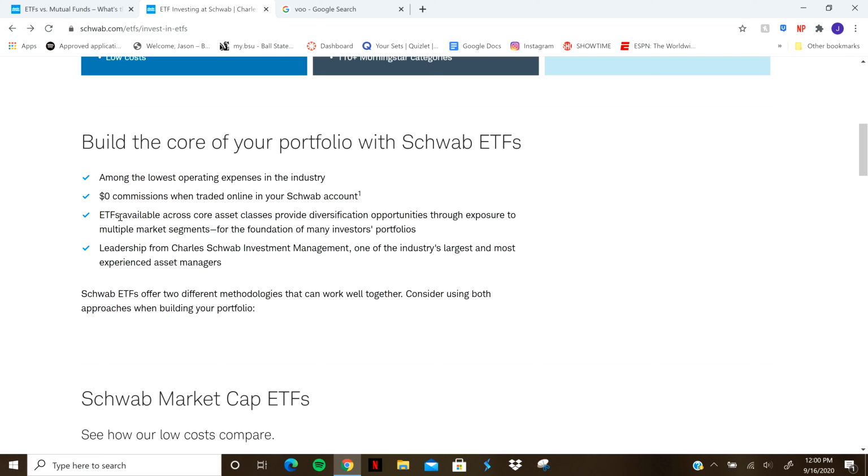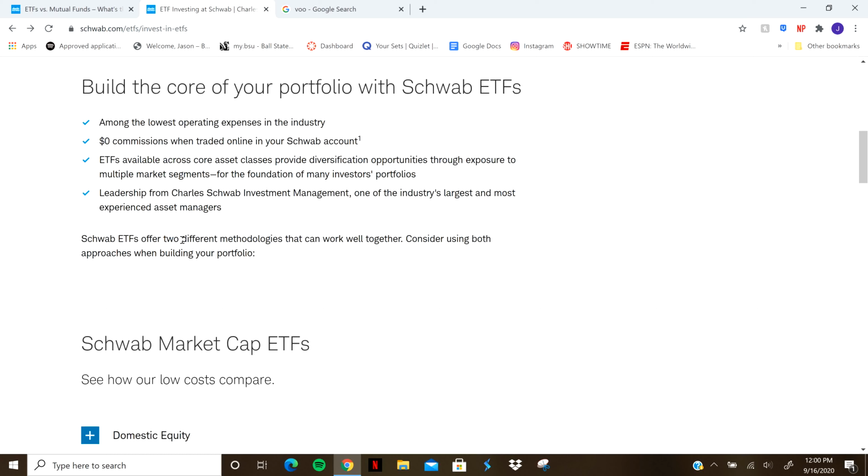Zero commissions. ETFs available across core asset classes provide diversification opportunities through exposure to multiple market segments for the foundation of many investors' portfolios. Leadership from Charles Schwab Investment Management, one of the industry's largest and most experienced asset managers. So they do have some of those things where they may not necessarily be considered actively managed, but they do have exposure to the Charles Schwab Investment Management.